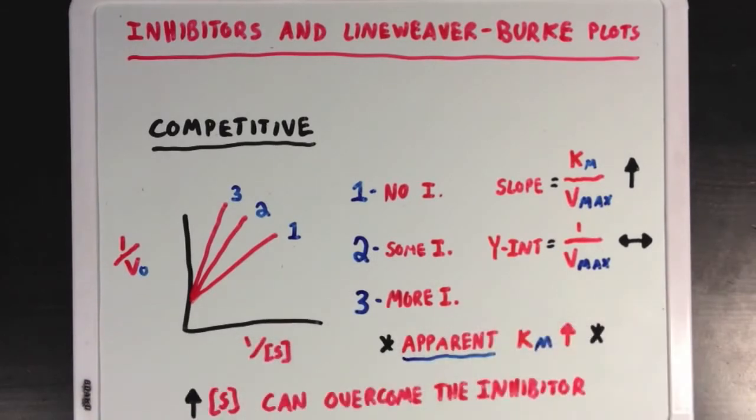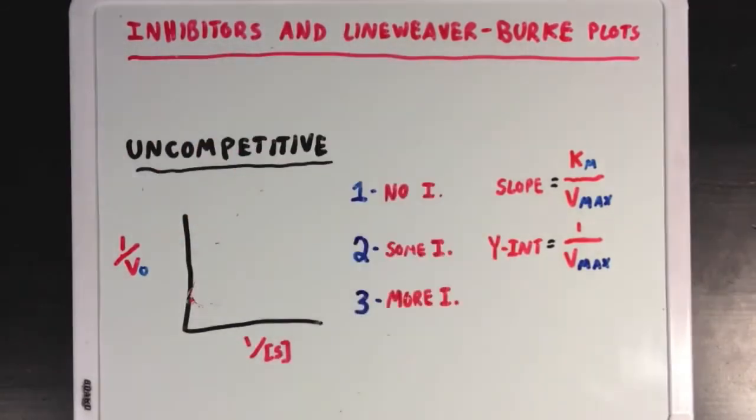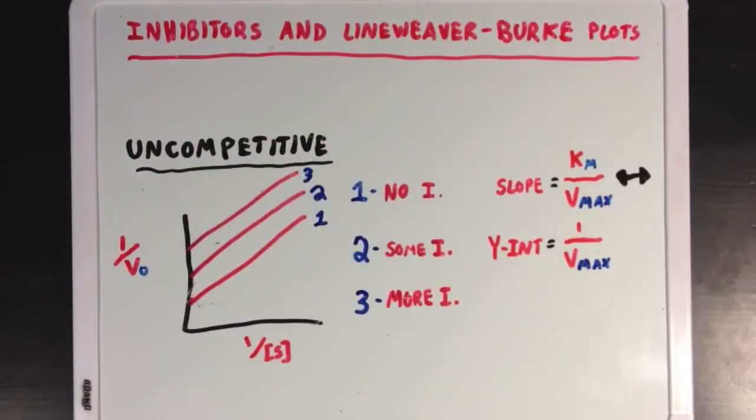Meaning that if you really increase the concentration of substrate, you'll overcome the effects of the inhibitor as you approach the enzyme's unchanged Vmax. But the enzyme may not be as effective at low substrate concentrations. Next, we'll talk about uncompetitive inhibition. In this case, you'll notice that all 3 lines have the same slope, but different increasing y-intercepts.